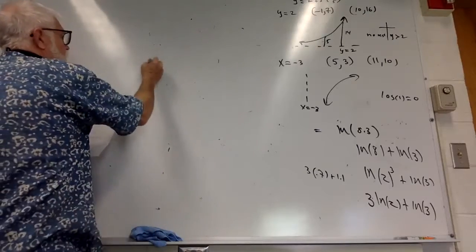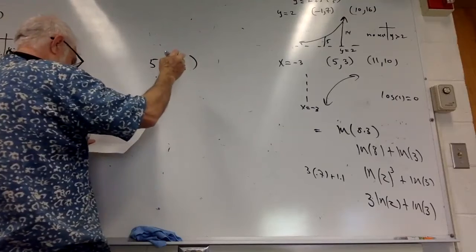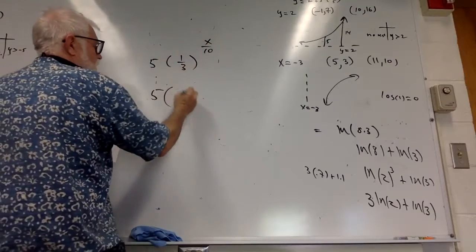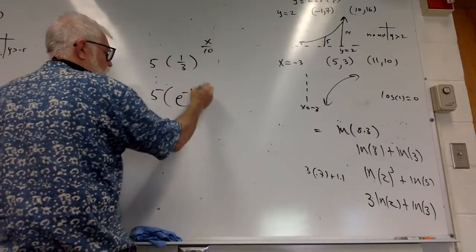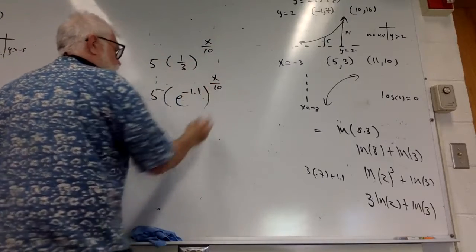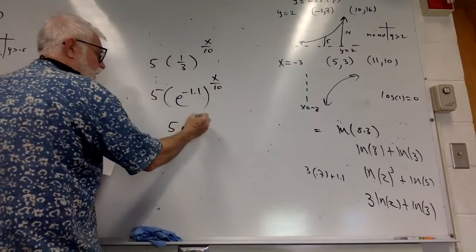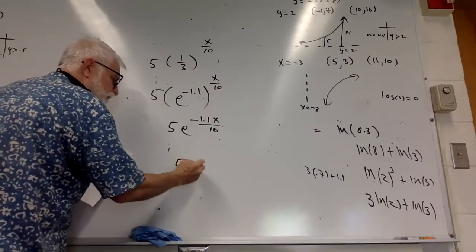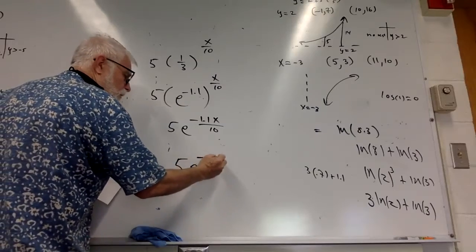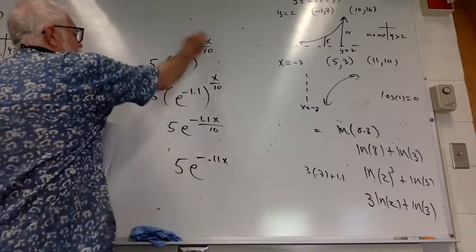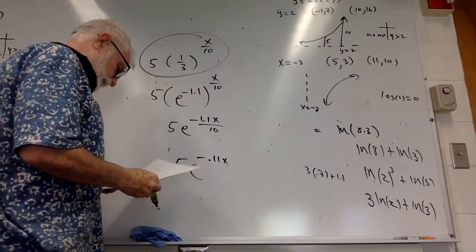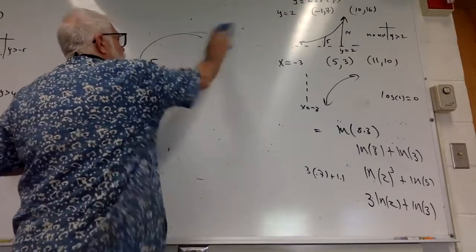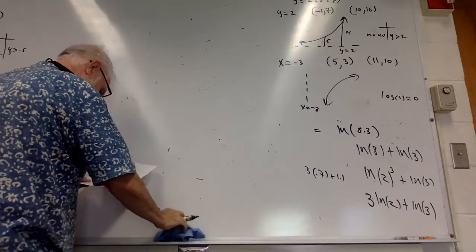So how do I convert 5 to the 1/3 to the x over 10? Well, we know what 1/3 is. It's e to the negative 1.1 roughly, x over 10. So that's 5e to the negative 1.1 x divided by 10. I hope we know how to move decimal places. E to the negative 0.11 x is roughly the same as what we started as. Okay, continuing on. I'll upload this. You're going to look at it for homework tonight.